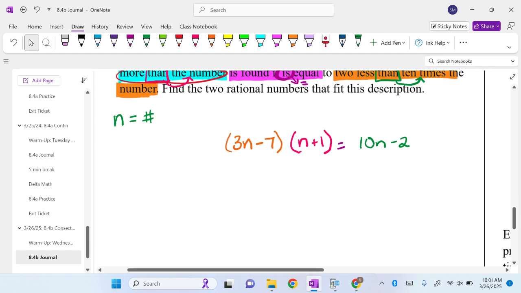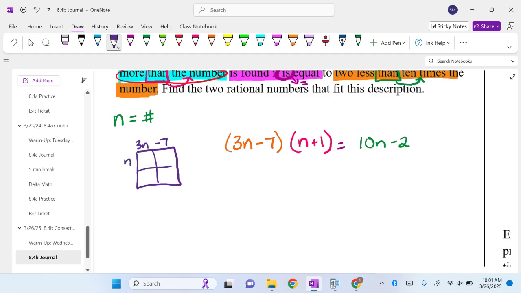So what's the first thing I should do if I want to solve this? I need to distribute. So in other words, I need to do some foiling or box method on the left side of the equation. So I'm going to do a quick box. So I have 3n minus 7 times n plus 1. So we're just doing a regular box method, not a reverse box.